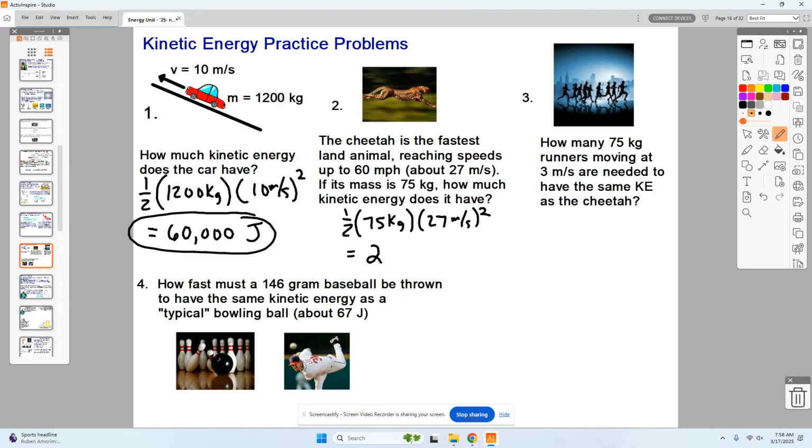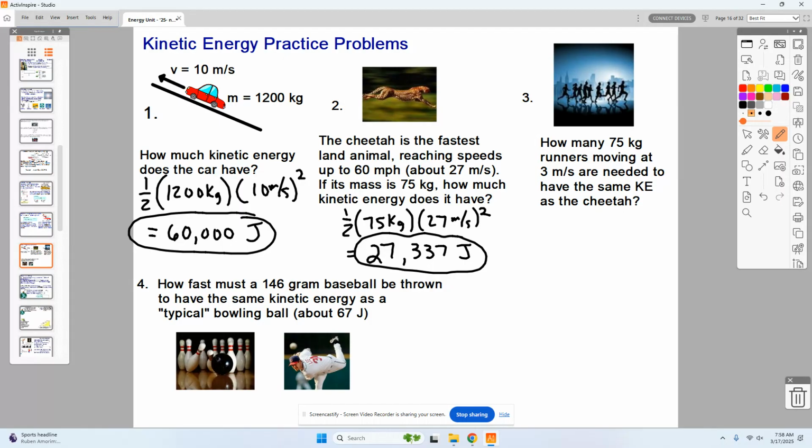I'm getting roughly 27,337 joules. Confirming? That's almost half of that car's kinetic energy. And you might say, my gosh, that cheetah is only 75 kilograms, the car is 1,200 kilograms. It's the dependence on speed. You notice that cheetah is traveling a lot faster. I'm squaring that, so it becomes a really big value.